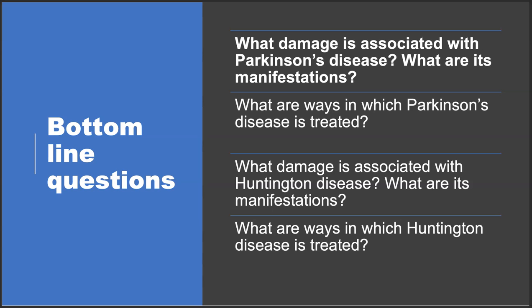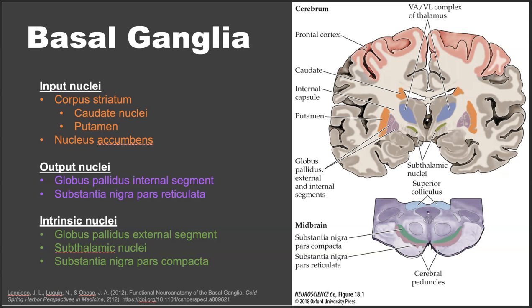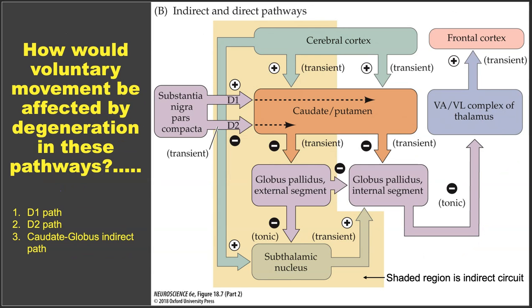Then I'll move on in the next video and talk about the damage that's associated with Huntington's disease, as well as some ways in which that disease is treated. So I'll just remind you that the basal ganglia includes a lot of different structures within the brain. The ones we're going to be focusing on here will be listed. So let's look back here.